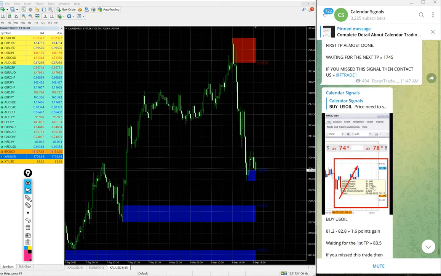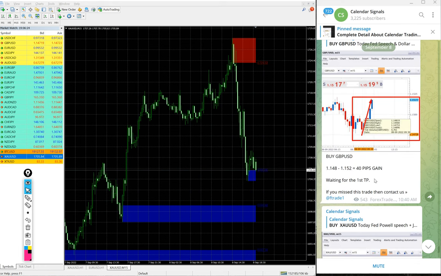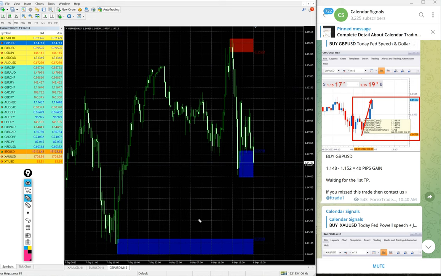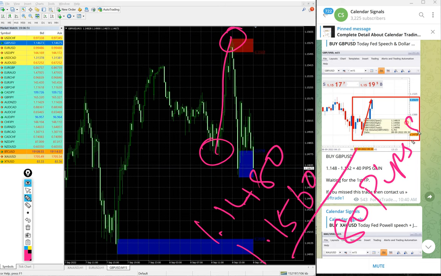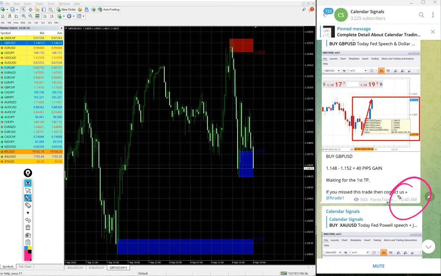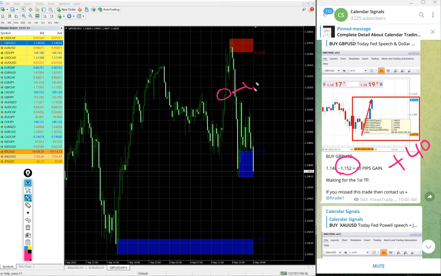Then the next signal performed: we have seen gold, oil, and then GBPUSD buy we gave today. Here is the GBPUSD chart, and we gave buy entry at 1.1480. 1.1480 is around here, all the way till here, 1.1560, 80 pips gain on the GBPUSD buy signal. And you see at 10:40 AM GMT, we updated 40 pips gain. When we updated, at that time it was trading at 1.1520, around here we updated 40 pips gain, and it went further, adding a further 40 pips in profit. So total 80 pips gain on the buy GBPUSD signal.